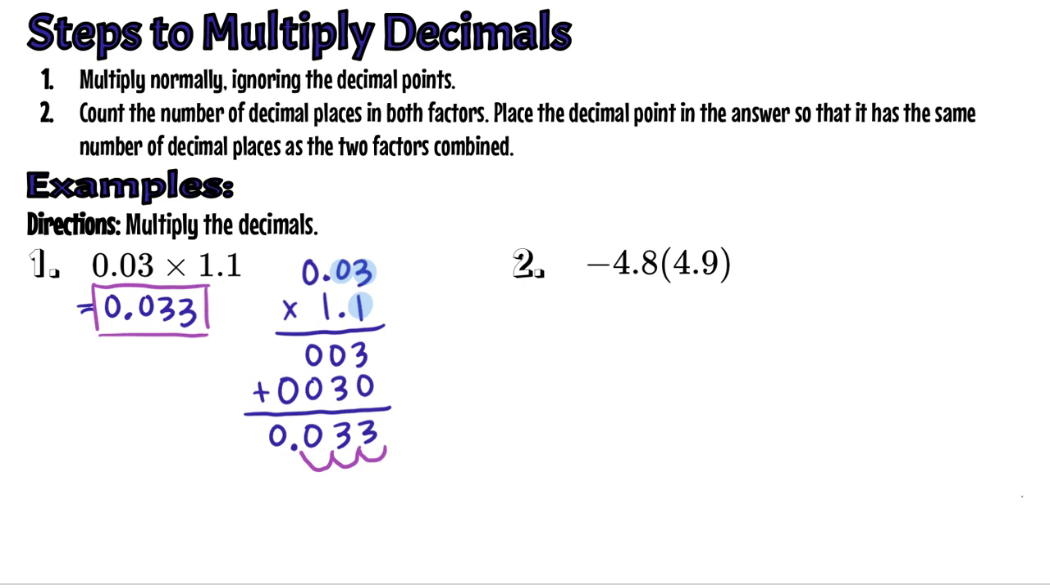Let's try another example together. In number 2, we have negative 4.8 times 4.9. What we want to remember here is that our answer is going to be a negative number. This can be easy to forget because when we write our multiplication problem, we may not necessarily write negative. Even if we do, we might just forget when we are writing our answer. But negative 4.8 times a positive 4.9 is going to give us a negative product. So I like to write my equals a negative right away just so that I don't forget.